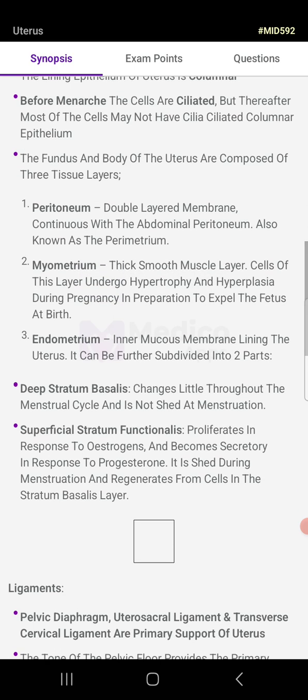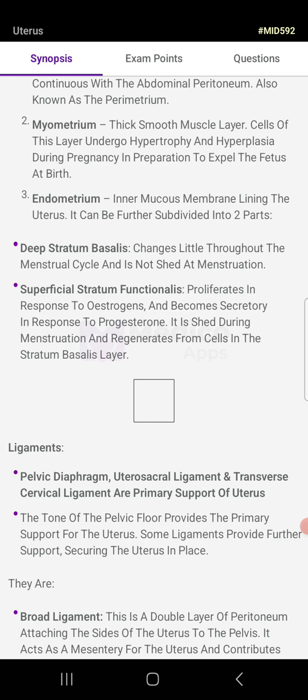It can be further subdivided into 2 parts. The deep stratum basalis changes little throughout the menstrual cycle and is not shed at menstruation. The superficial stratum functionalis proliferates in response to estrogen and becomes secretory in response to progesterone. It is shed during menstruation and regenerates from the cells in the stratum basalis layer.